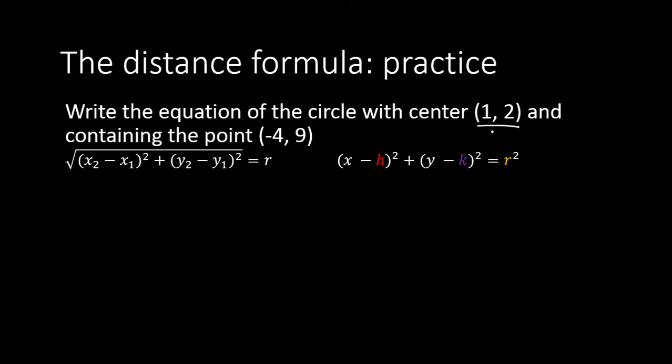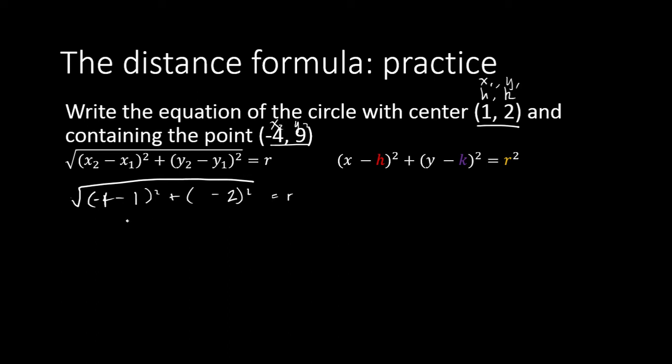All right, so I've got my center coordinate. I've got the point contained on the circle. So, write out my framework first. Remember that my center, HK, is also going to be x1, y1. The x-coordinate of my center is 1. The y-coordinate of my center is 2. The x-coordinate of the other second coordinate, so x2, y2, is negative 4, and then I've got 9.